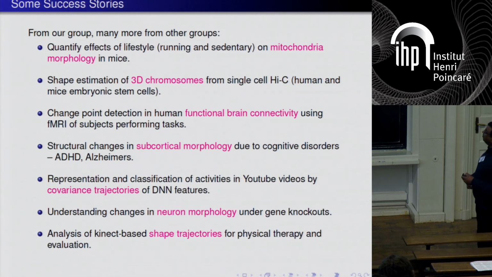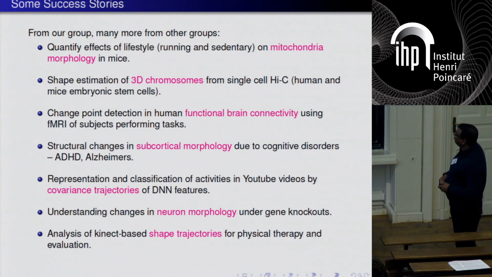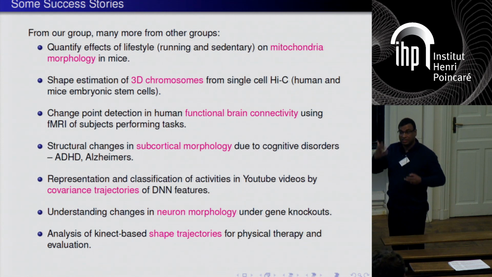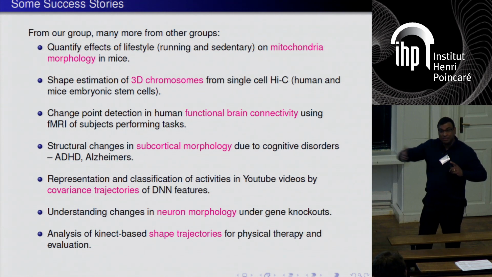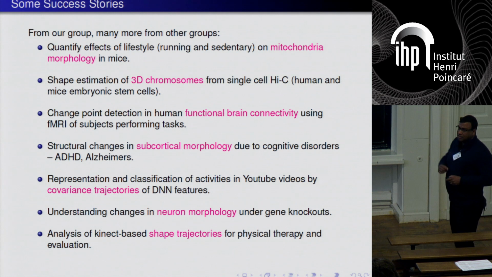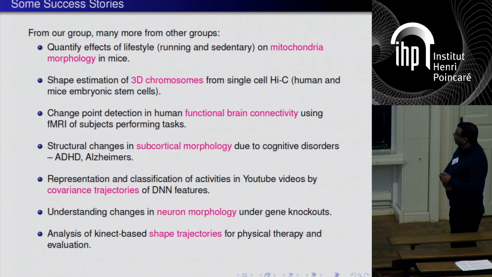Shape estimation and analysis of 3D chromosomes from single cell or multiple cells is a very important, active area of research. We have some work in that. Brain functional connectivity using fMRI data. One talks about connectivity between different parts of the brain, and then as a time series, it becomes a trajectory on the space of covariance matrices. One is interested in classifying what task a human being is performing by looking at the connectivity patterns changing over time. Subcortical morphology: there's a lot of work in France, in other places, on quantifying cognitive disorders based on the structural changes in morphology.